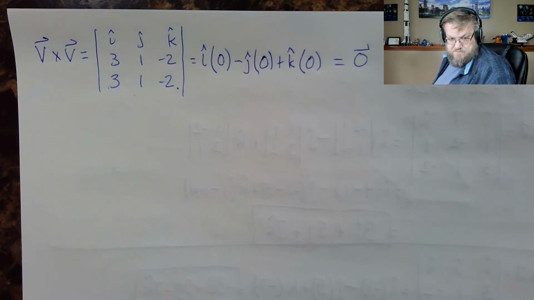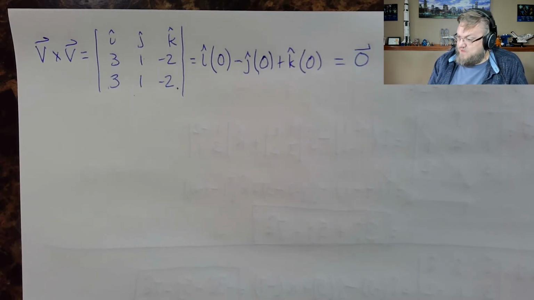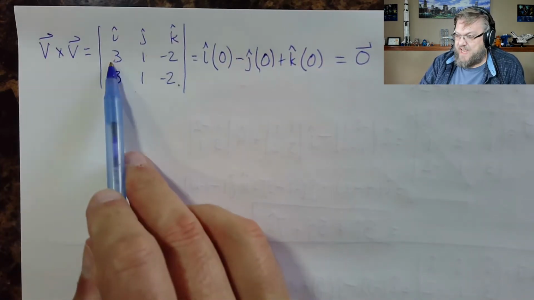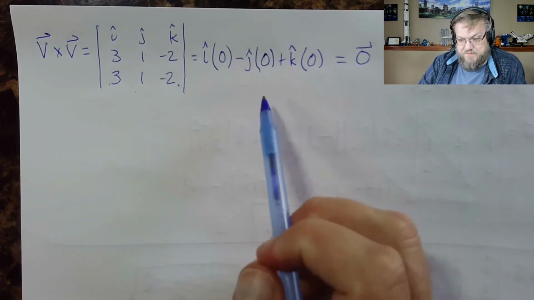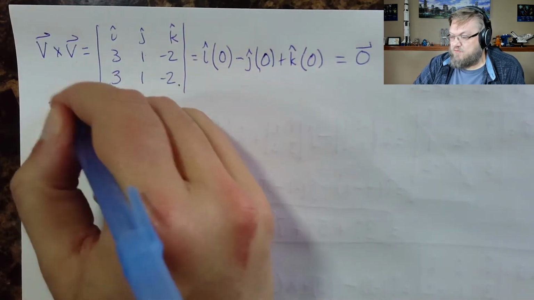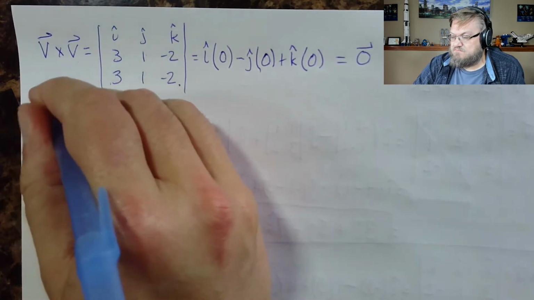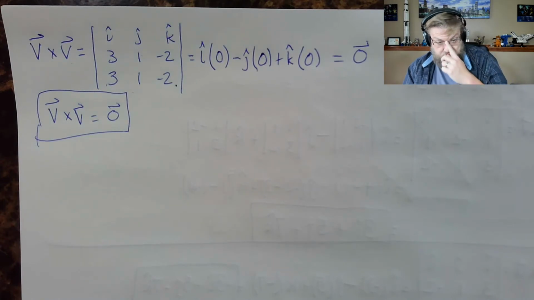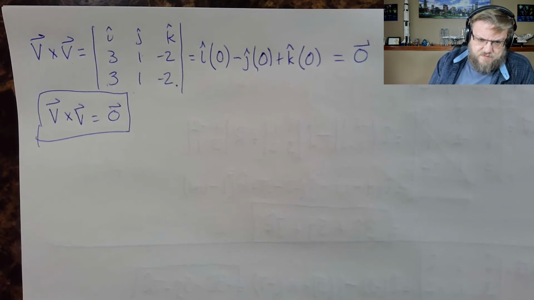v cross v, v crossed with itself, is the 0 vector. This is a rule. There's nothing special about the 3, 1, and the negative 2 here. If this was a, b, and c, the a's and the b's and the c's would all wipe out and give me 0 in each one. So we have another generic algebraic rule. Crossing a vector with itself gets me the 0 vector, no matter what that vector is. Interesting. So we got a couple rules already for cross product under our belt.